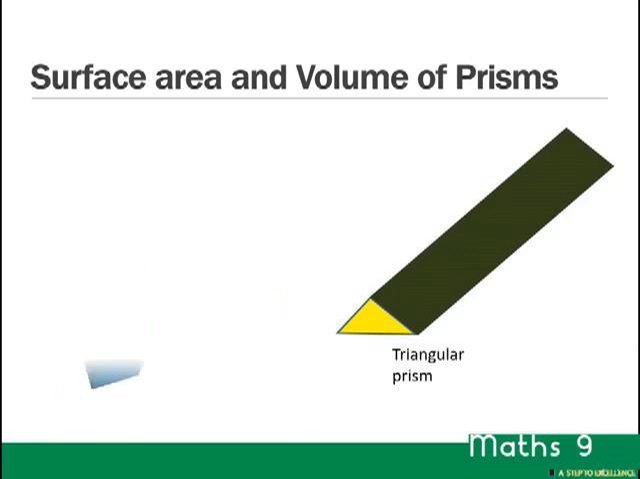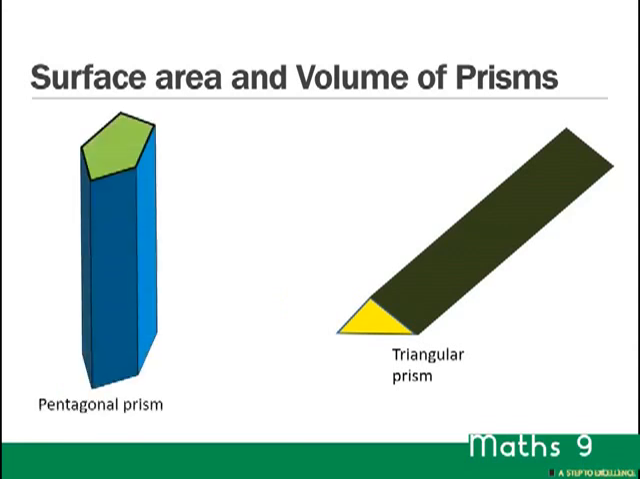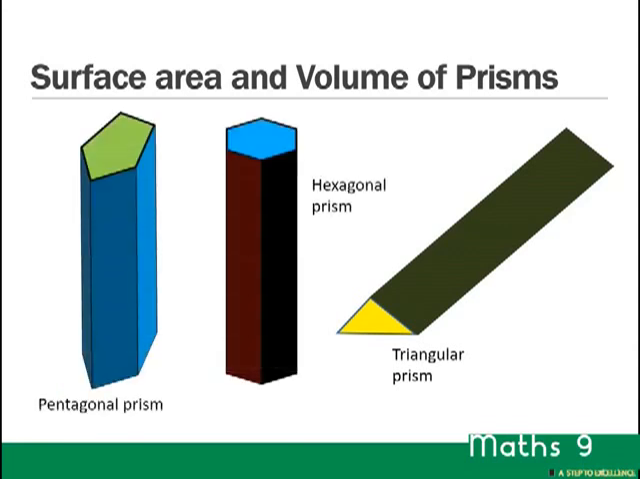This is a triangular prism, this is a pentagonal prism, and this is a hexagonal prism. They're named based on their bases, and in each case, the cross-sectional area is the same all the way down the prism.